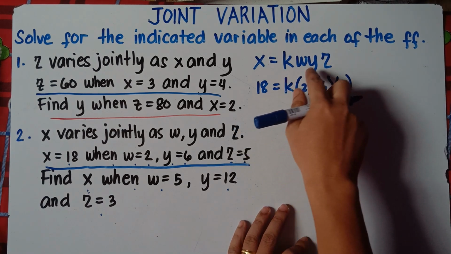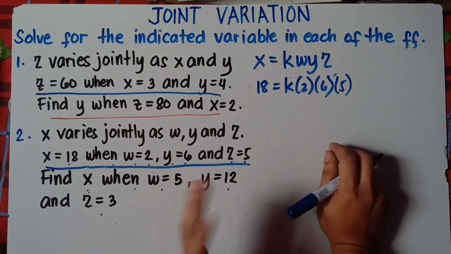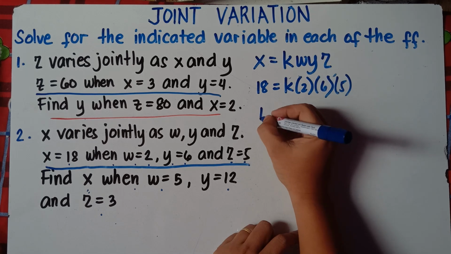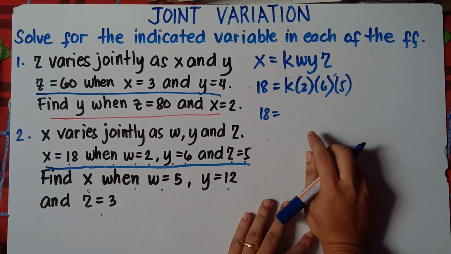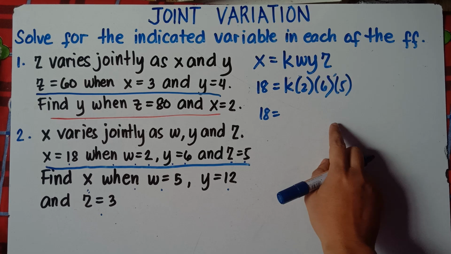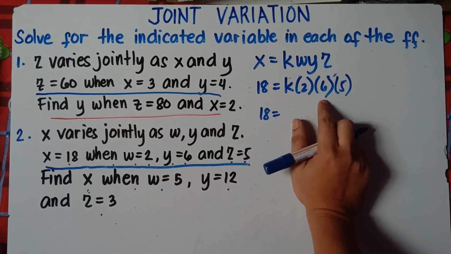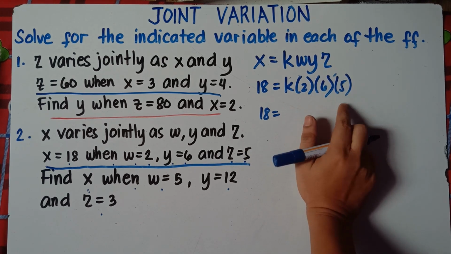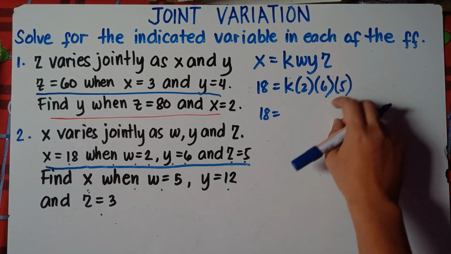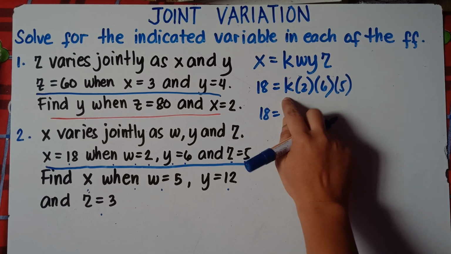So once again, class, it's multiplication. If you have variables close to each other, like k, w, y, z, it means multiplication. Do not be confused, class. So 18 equals 2 times 6, that is 12, times 5, that is 60. Or you can multiply 6 and 5, that would be the same answer: 6 times 5 is 30, times 2 is 60. Times k, that would be 60k.